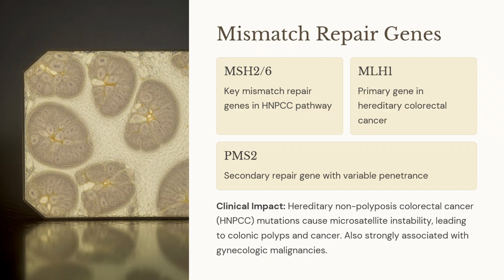Mismatch repair genes. When the DNA proofreading fails, mutation slips through. MSH2 and MSH6 are the guardians we can't afford to lose. MSH2 and MSH6 are the key mismatch repair genes in the HNPCC pathway. MLH1 is the primary gene in hereditary colorectal cancer. So overall, MSH2, MSH6, MLH1 and PMS2 are all DNA repair genes.